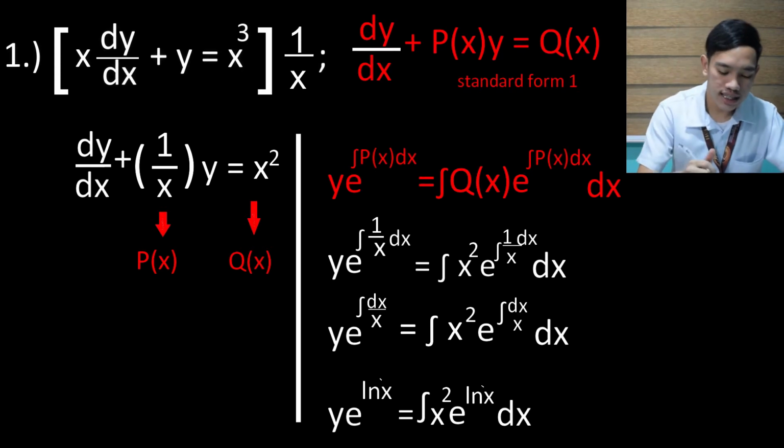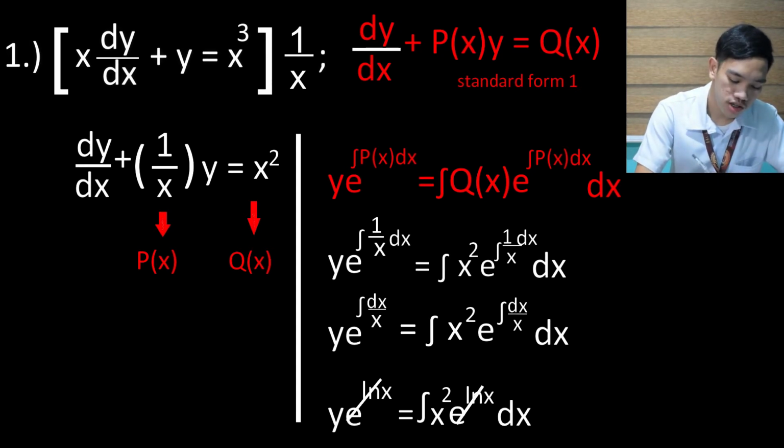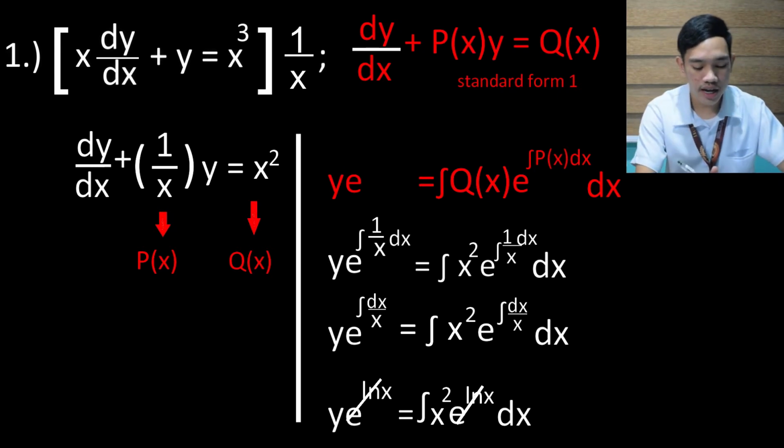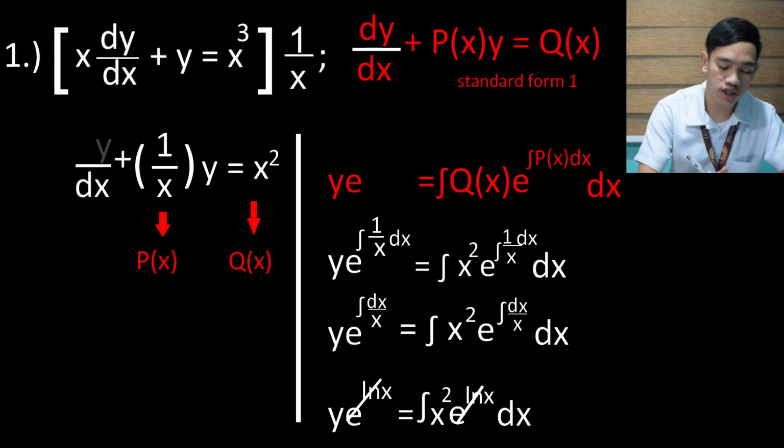Ngayon, pwede natin i-cancel out yung e raised to ln of x. So, ang matitira na lang is x. So, bakit x na lang yung natira? Kasi kapag nagka-cancel ka ng ganito, maiiwan yung inside function. And inside function nito is x. So, magiging yx equals integral of x squared times x dx.